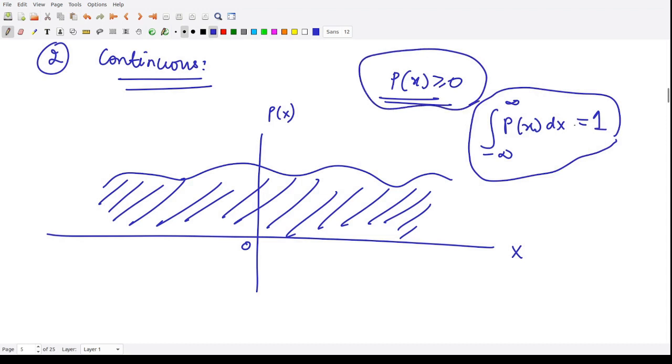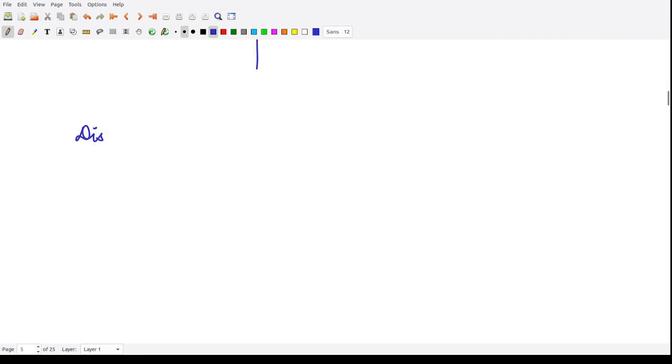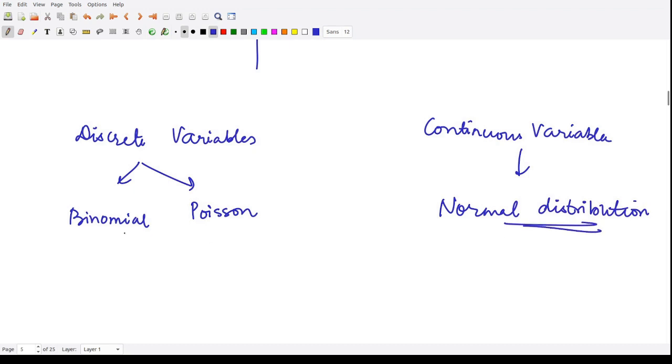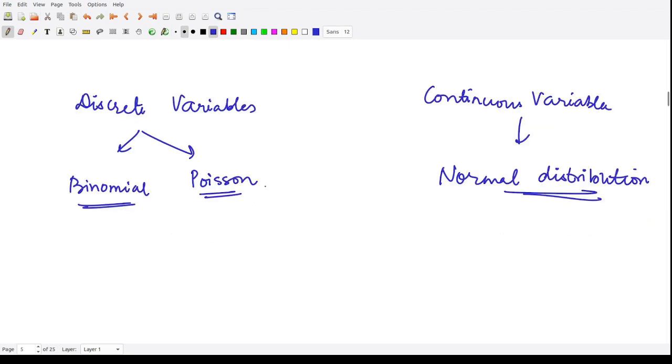The basic distributions that we have: for discrete variables, we have the binomial distribution and the Poisson distribution. And for the continuous case, we have the normal distribution. There are also many other distributions, but the very popular ones, which are mainly applicable in various applications, are normal distributions. So the question remains as such.